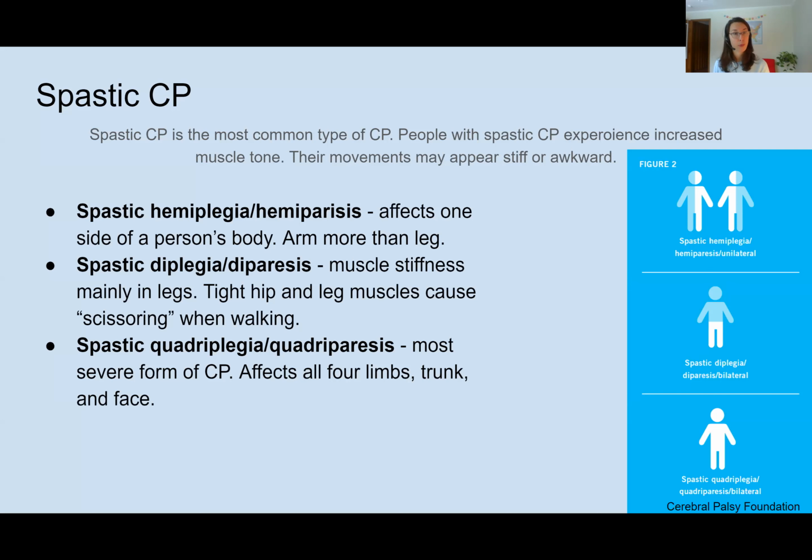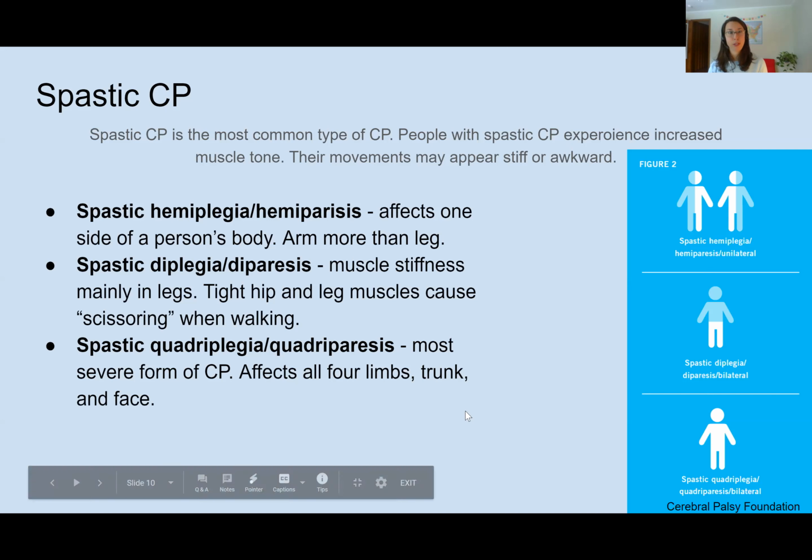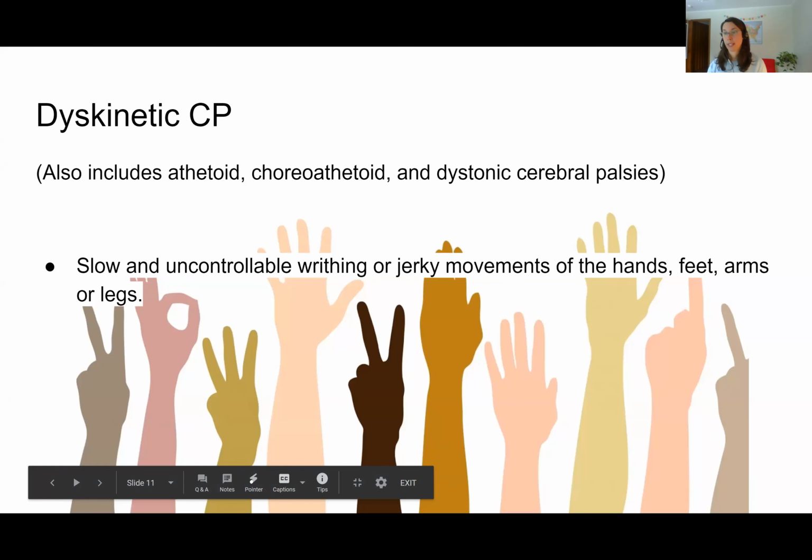Spastic diplegia would be muscle stiffness maybe in the legs. So we're looking at the bottom half of the body. And then spastic quadriplegia would be the most severe form. This is all 4 limbs, the trunk and the face. This is probably the CP where speech is difficult, swallowing might be difficult, holding up one's head. You have to have a wheelchair with the back of the head support. So that's spastic. The next form is dyskinetic.